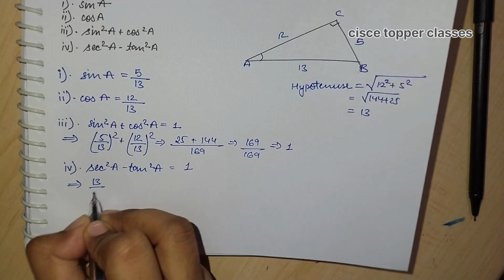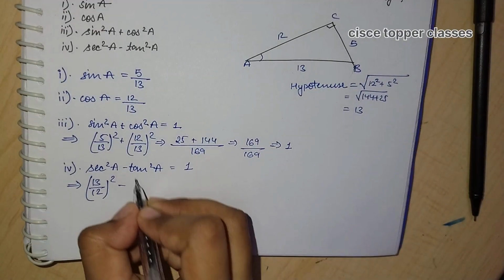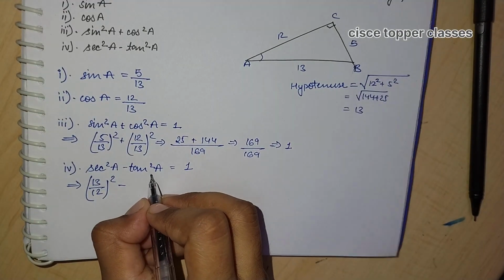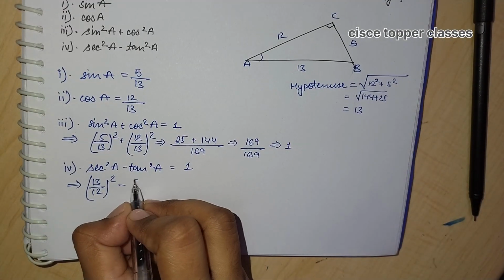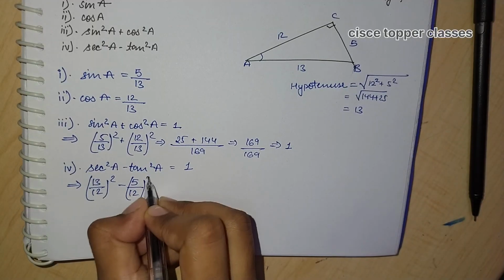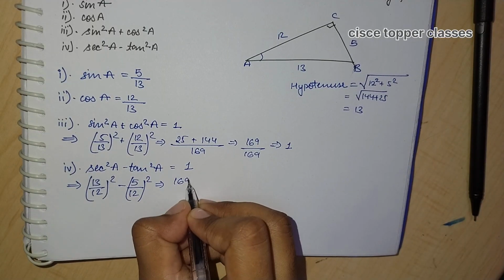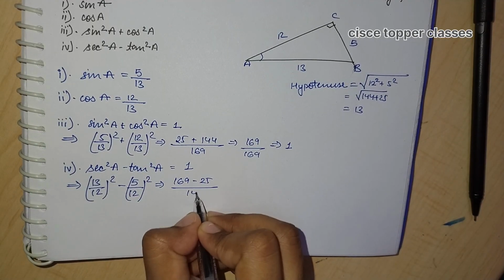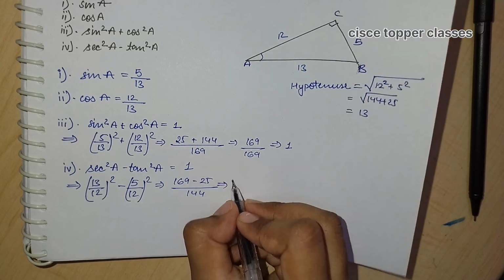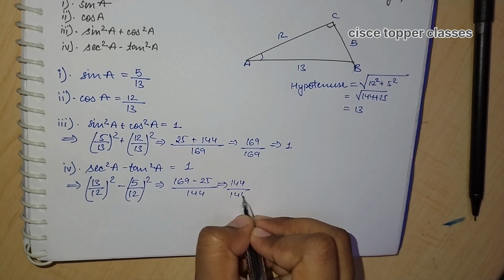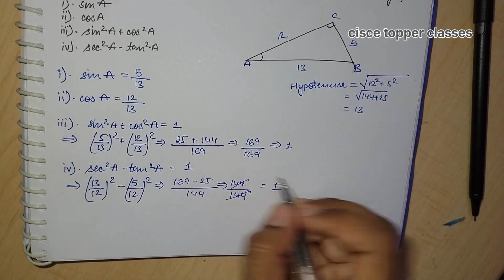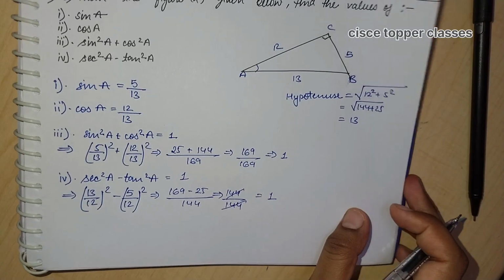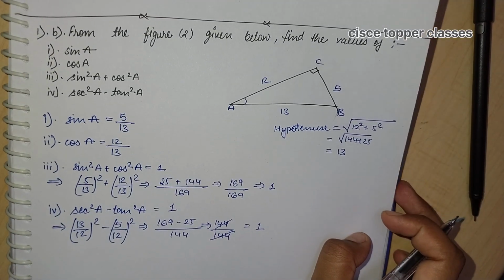So it will be (13/12)² minus tan² A. Tan² A will be perpendicular by base, so (5/12)². So this will be (169 minus 25) divided by 144, equal to 144/144. So the final answer is 1. It is verified from here. So this is the solution of the first, second part.